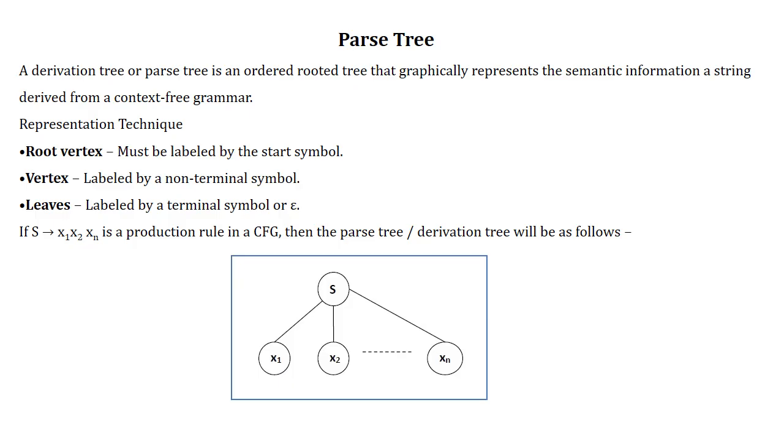So here you can see the tree is rooted with the root node which is S, and it has some child nodes, that is x1, x2 up to xn. So here this root node is called the root vertex, which is always a start symbol from your given grammar. Then it consists of vertices. These vertices are labeled by the non-terminal symbols, and finally it has leaves. These leaves are the terminal symbols or epsilon nodes for the given grammar.